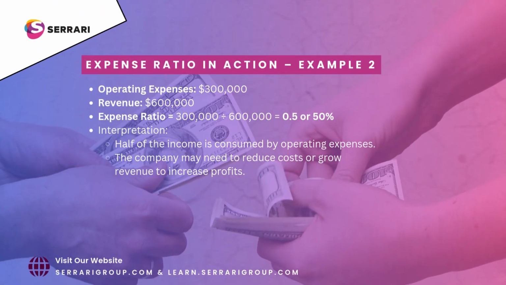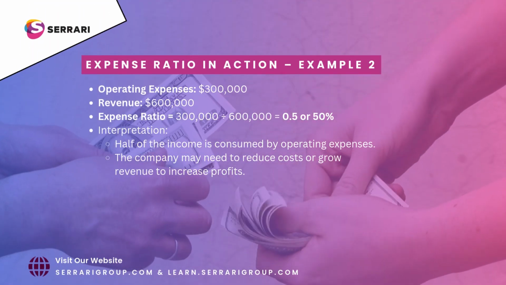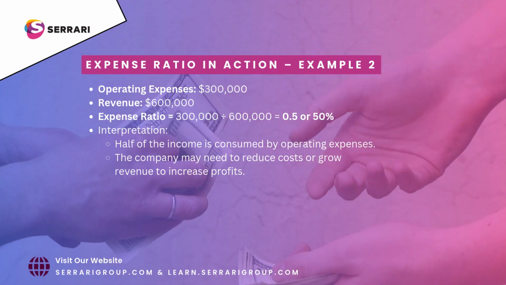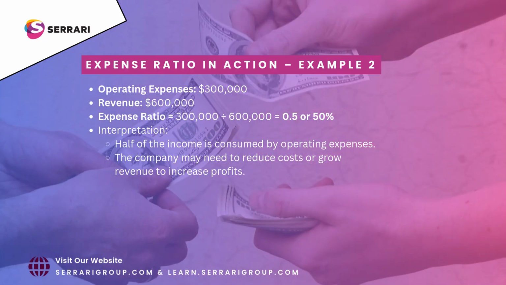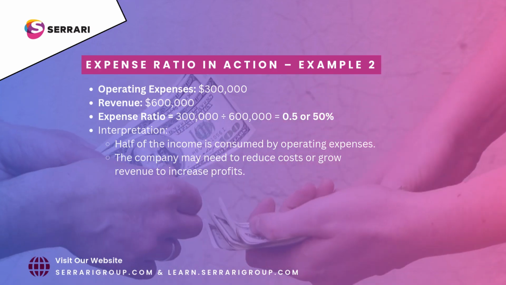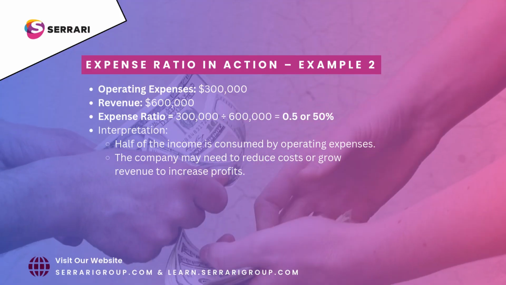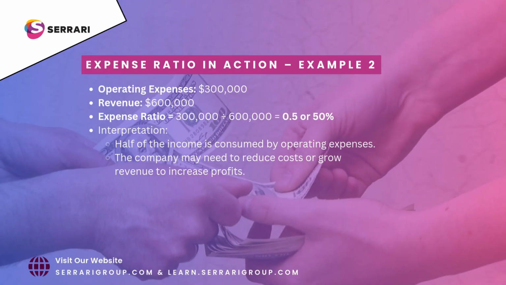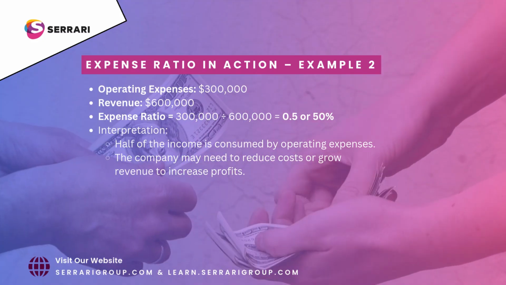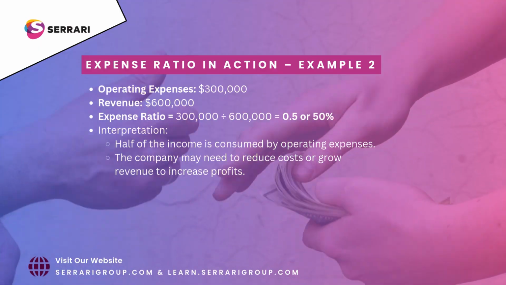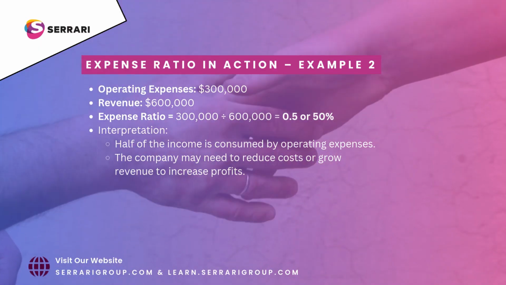Expense ratio in action, example 2. Operating expenses, $300,000. Revenue, $600,000. Expense ratio equals 300,000 divided by 600,000, which is 0.5 or 50%. Interpretation: half of the income is consumed by operating expenses. The company may need to reduce costs or grow revenue to increase profits.